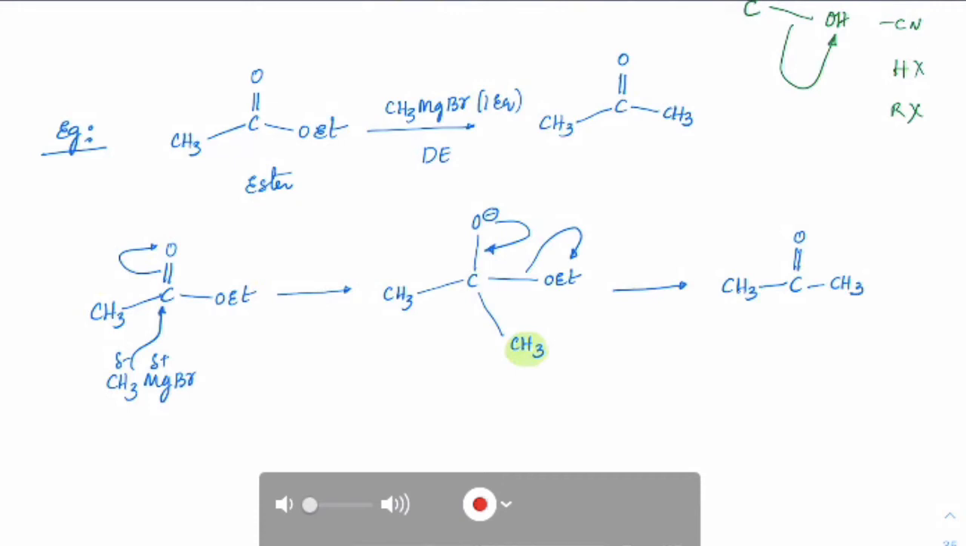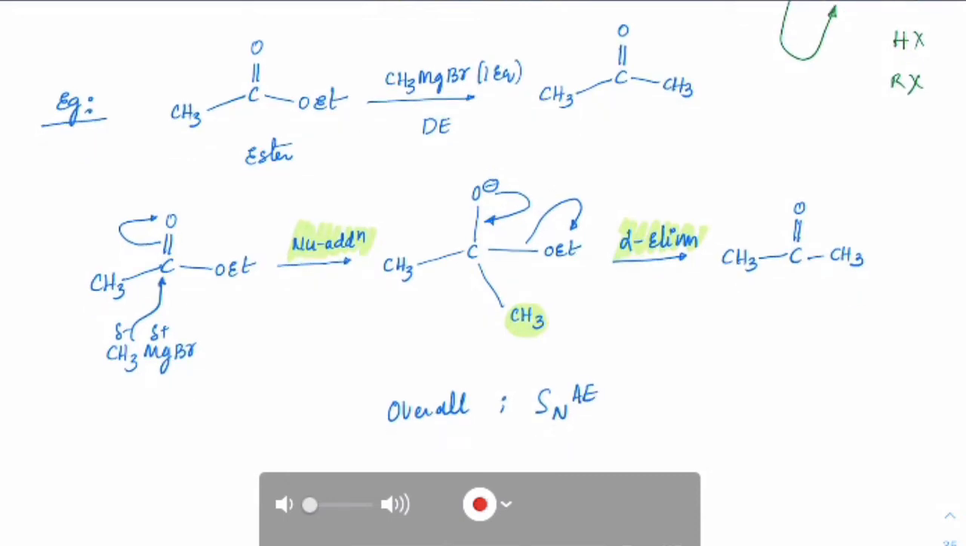If you observe what happened, the first step was a nucleophilic addition. The second step is an elimination. So overall, what is the mechanism that happened? It is a substitution reaction, but with addition and elimination. So that's how this is an example of SNAE.